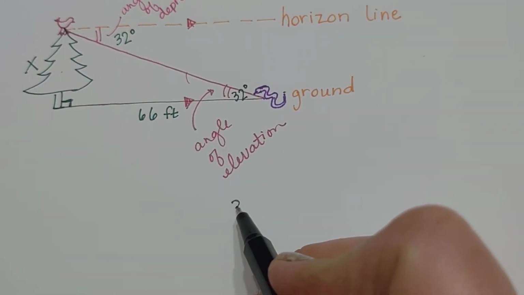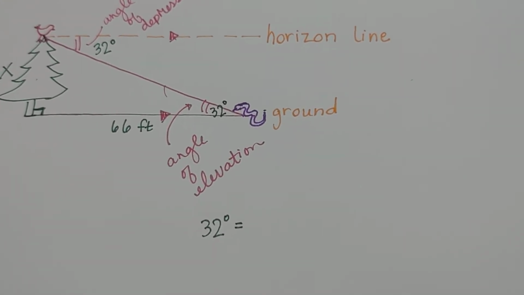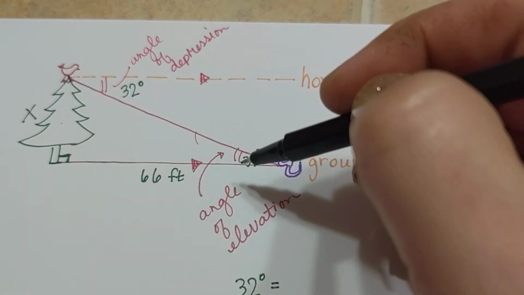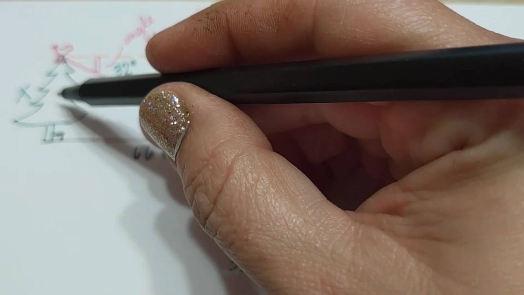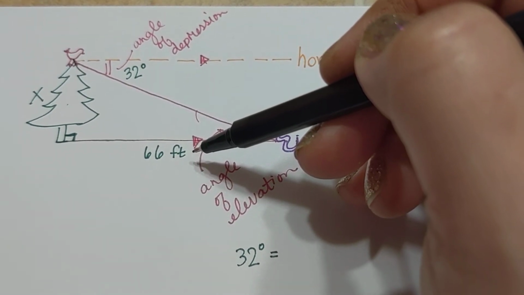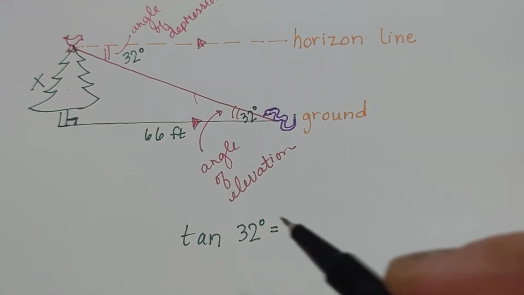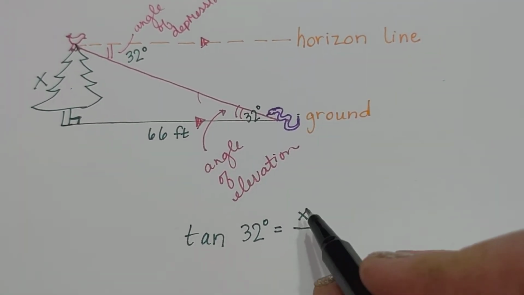So what trig function of 32 degrees should we use? Now feel free to pause this and try to work this as needed, but if we look at our 32 degrees, across from it is opposite, and beside it is adjacent. So that means we're going to be dealing with tangent. So the tangent of 32 degrees is opposite over adjacent.